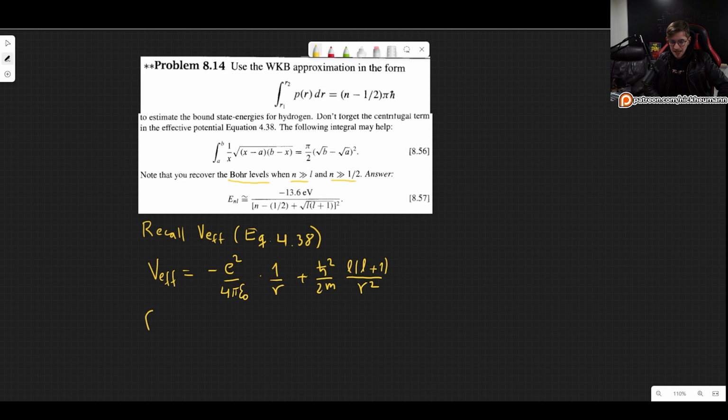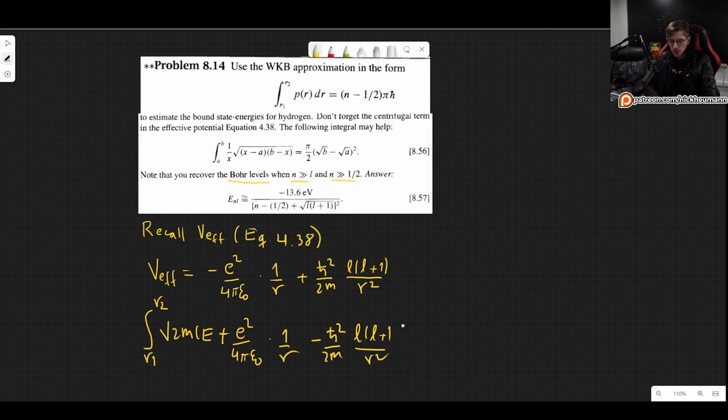To begin, as is the case in basically every single WKB problem, we write down our integral and we plug in the momentum, which is the square root of 2m times (E minus the potential). But the potential is this thing right there, so we get minus this, so we get plus e squared divided by 4 pi epsilon 0 times 1 over r, and then minus h bar squared over 2m times l (l plus 1) over r squared. So this is the integral that we need to solve.